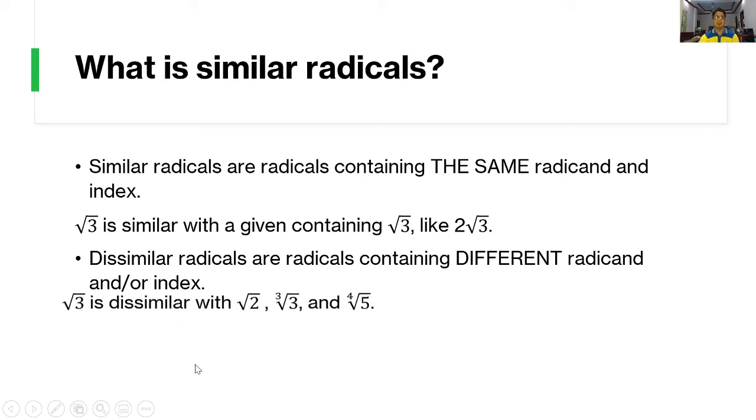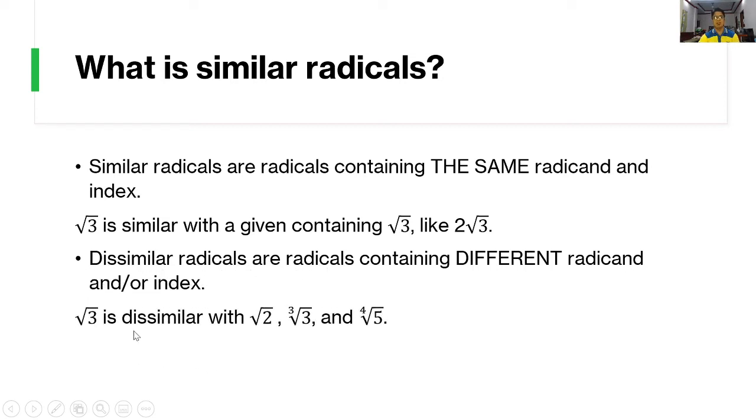Let's have an example. Square root of 3 is dissimilar with square root of 2, cube root of 3, and fourth root of 5. Now, if you notice, dito yung square root of 3, obviously, iba siya sa square root of 2. Now, some may argue, sir, ito cube root of 3. Pareha silang may 3 dito. Kaya lang, the index magkaiba. So, the indices are different. Whereas yung radicand natin the same, still they are dissimilar.